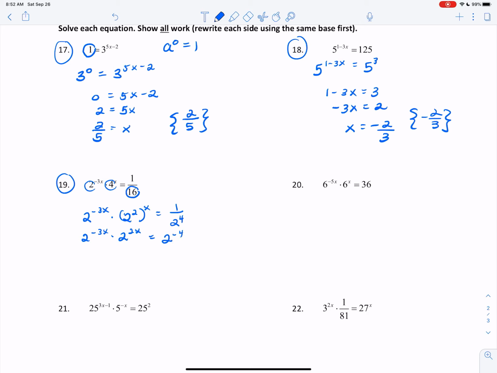One more step on the left. Let's add those exponents. Negative 3x plus 2x gives me negative x. So we have 2 to the negative x equals 2 to the negative 4. So negative x must equal negative 4, and x must be positive 4.